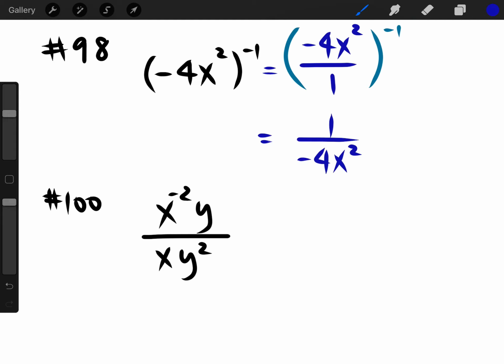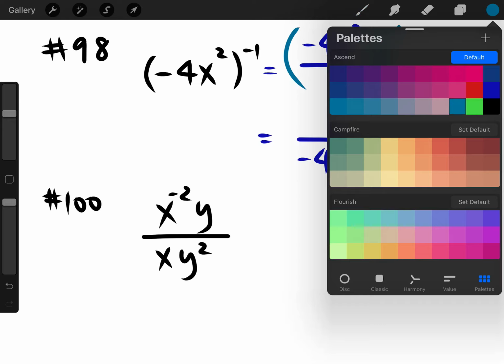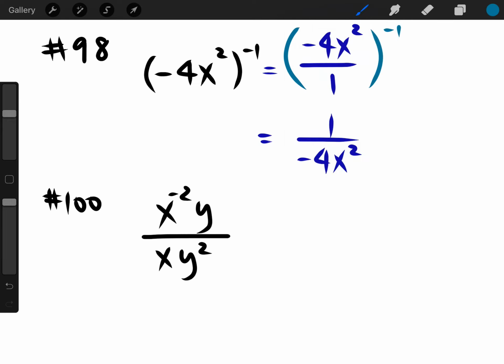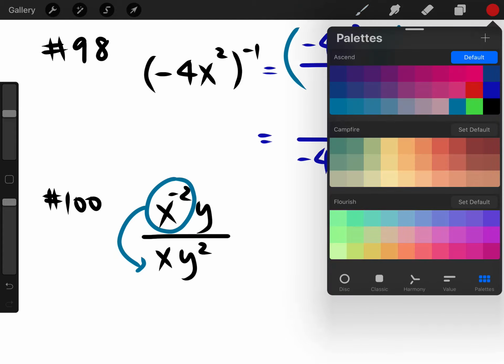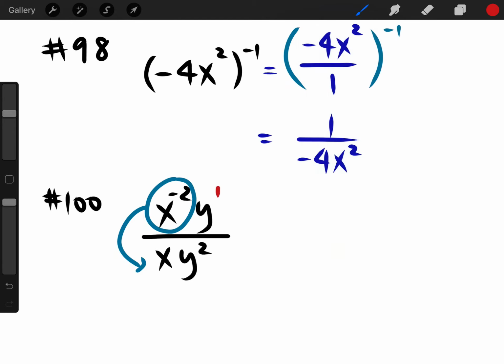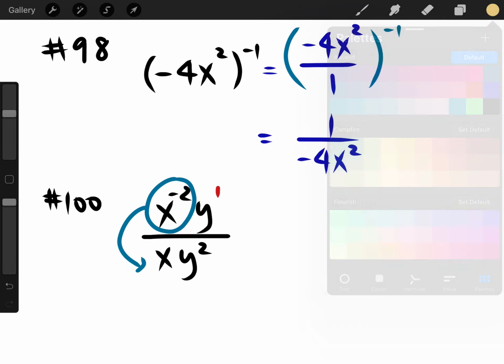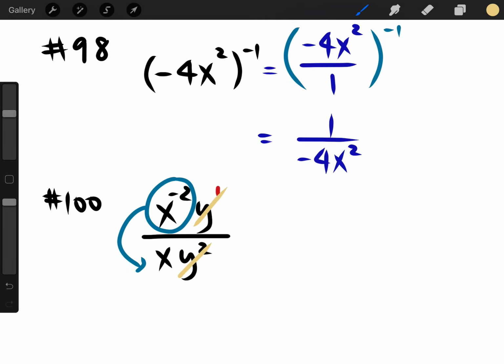All right, so number 100. When you see a negative exponent and you're trying to simplify it, you need to convert it to a positive exponent. So you want to bring this x to the -2 to the bottom, kind of like flipping it. It was in the numerator, now I flip it to the denominator side. And you can also look at this y as y to the first power. So that allows you to simplify them. It becomes y to the first power, and this one becomes 1.